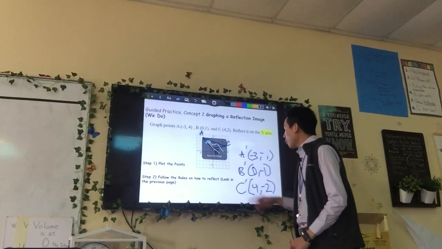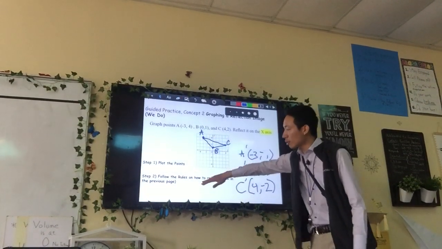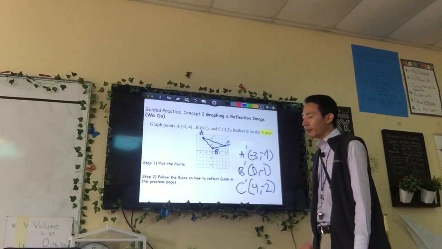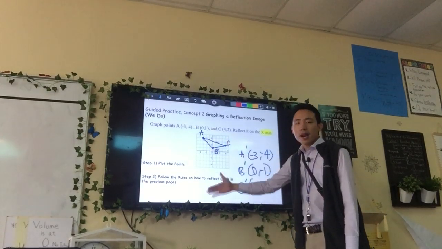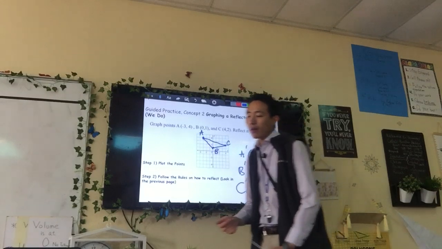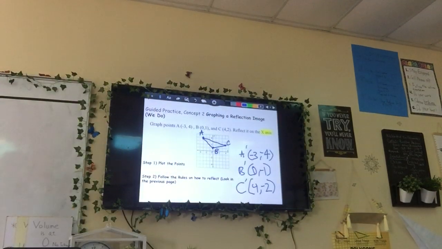So now we got the points. All we got to do is follow through step 2. Follow the rules on how to reflect. So all we got to do is plot out the new image. I'm looking around. I'm expecting you to plot the image out. Let's see who's in my shopping cart today. All right, Evan.